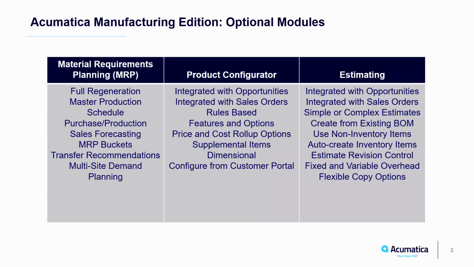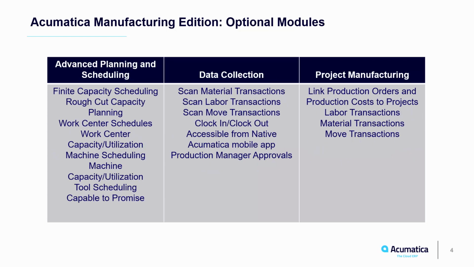Acumatica also provides optional modules for our Manufacturing Edition. If your business requires material requirements planning, a product configurator that is both rules-based and includes a pricing roll-up, as well as an estimating module, we can provide that directly inside of Acumatica Cloud ERP. Additionally, we offer advanced planning and scheduling, which would provide finite capacity planning and scheduling, as well as shop floor data collection and project manufacturing.